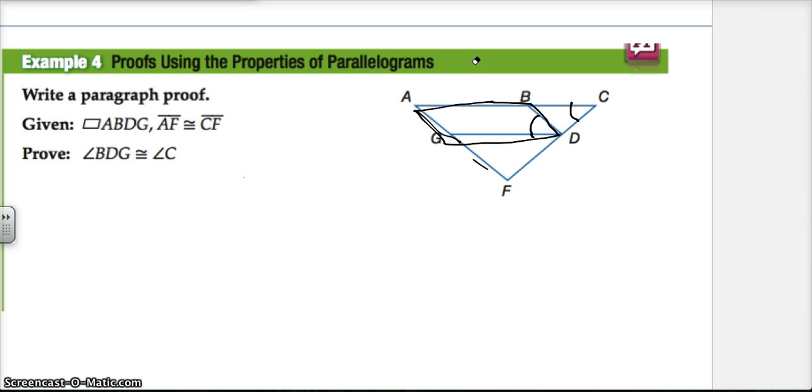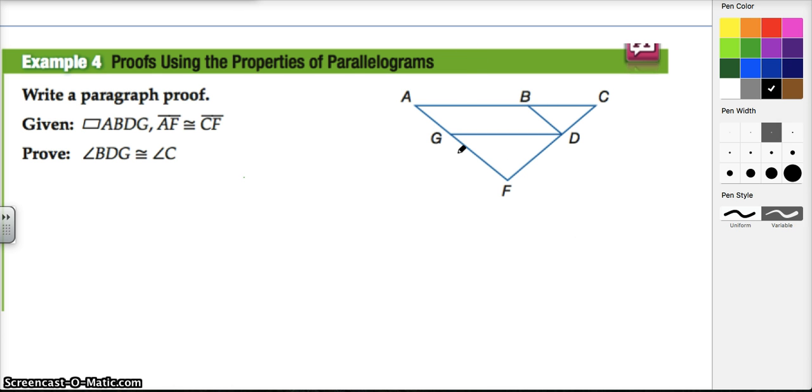And the way you should see that is, one, recognize that by saying that AF and CF are equal, ACF is an isosceles triangle. Do you remember from the last section? We learned that the base angles of an isosceles triangle are congruent. So from there, I could say that angle A and angle C are congruent. That's just from AF equaling CF.